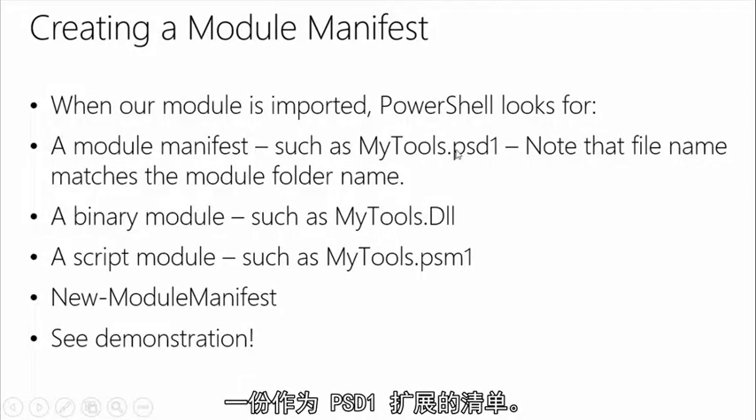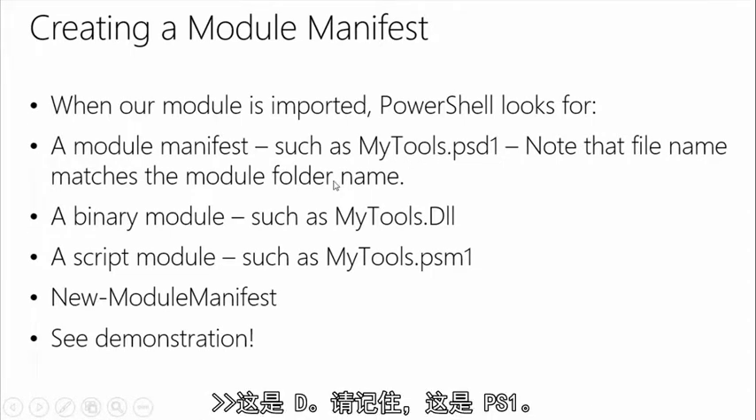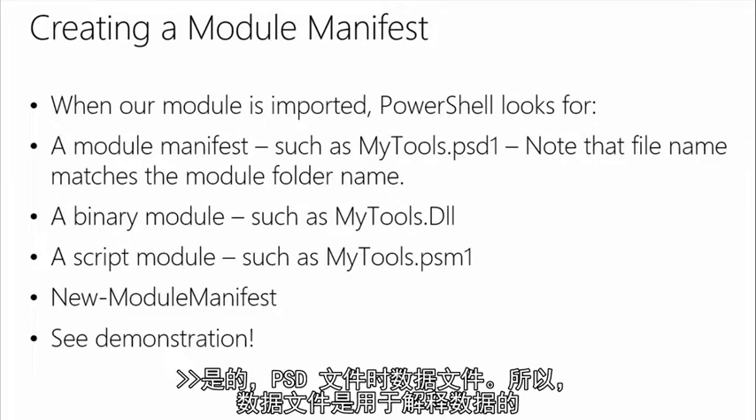So versioning. Take a look at the slide here. A manifest has an extension of PSD1. The file name needs to match the folder name, because remember there was PS1, PowerShell 1. That's easy. Then there was PSM, which is for modules. Module D. Wait a minute. Manifest D. Data. Yeah. PSD files are data files.